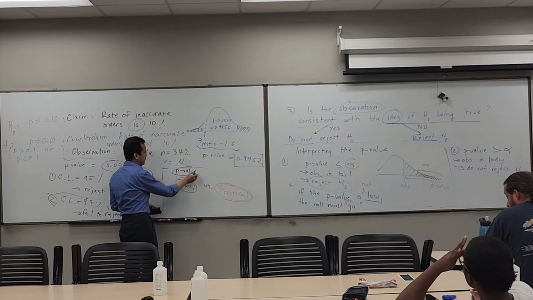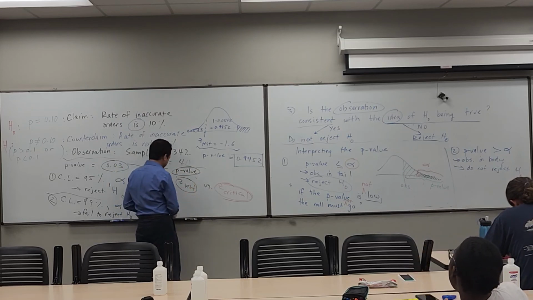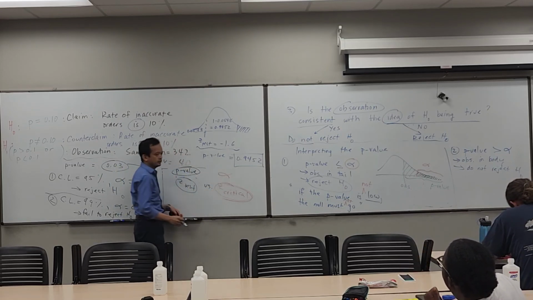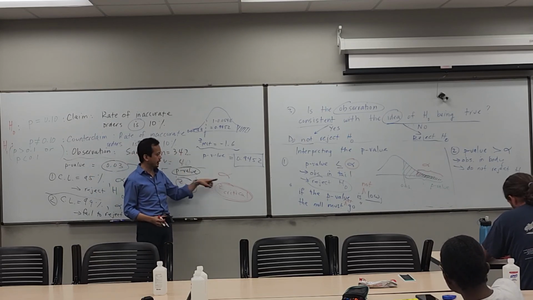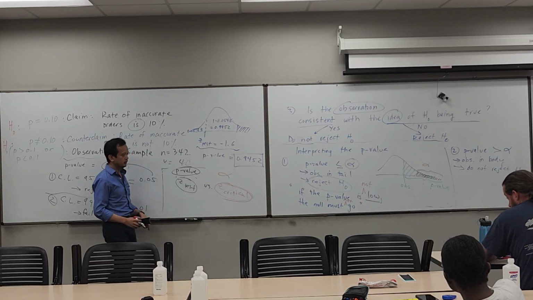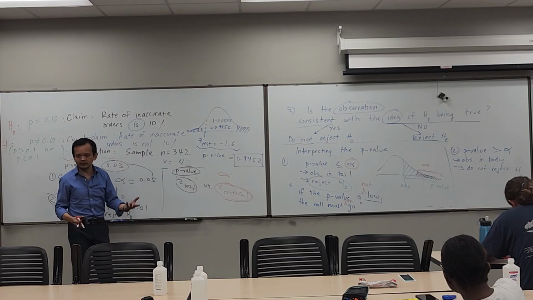If you compare that to the p-value, all you need to compare this p-value to is alpha. And alpha is easy to find. All you have to do is take your confidence level in your mind and subtract that from 1, and that's alpha. And it doesn't matter how many tails there are.